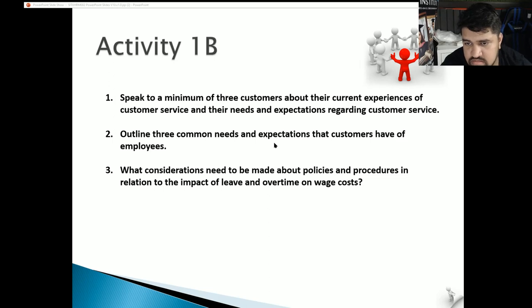So include all that I've said there, include some of your own, and then come back and unpause the lecture and we can move on to the next section.